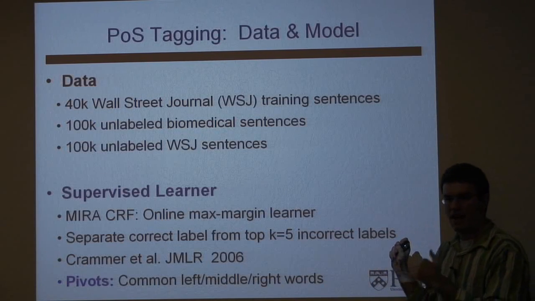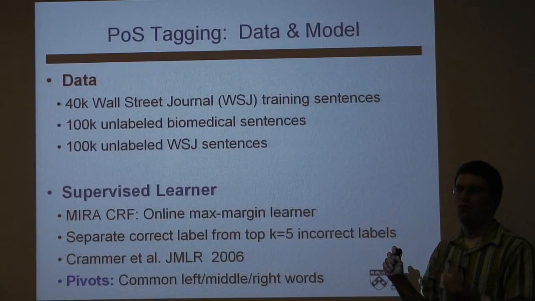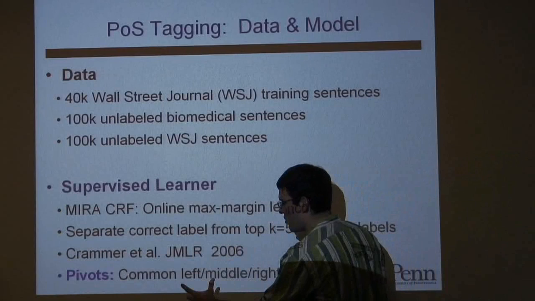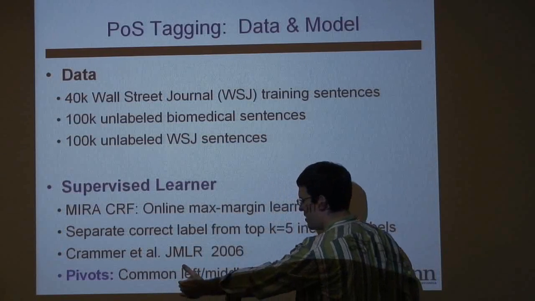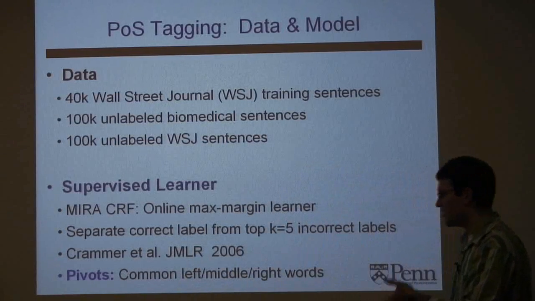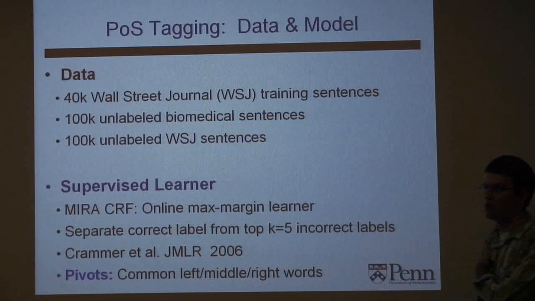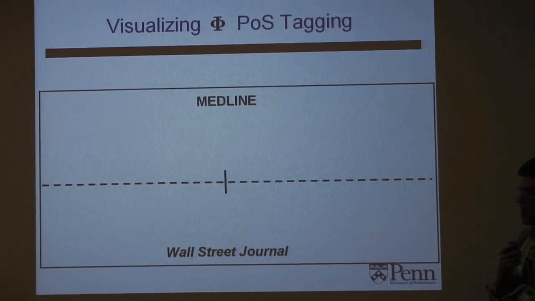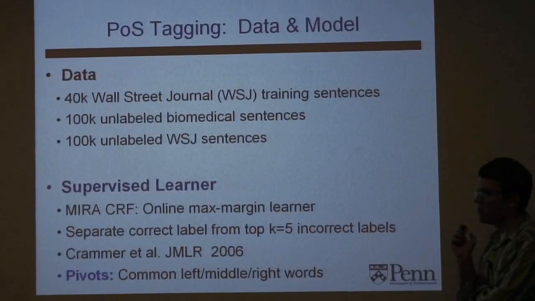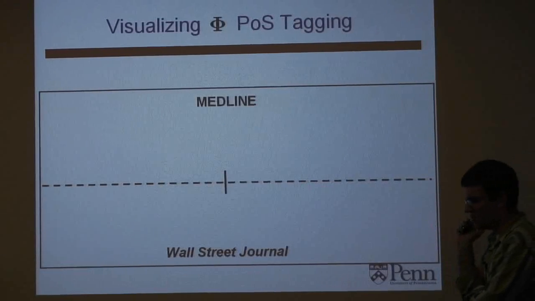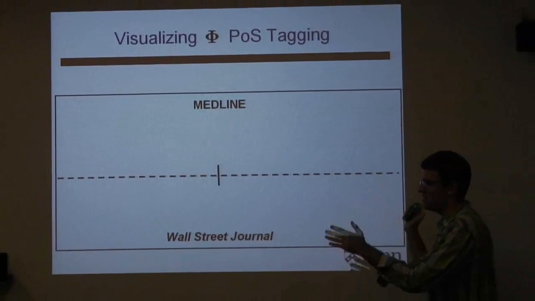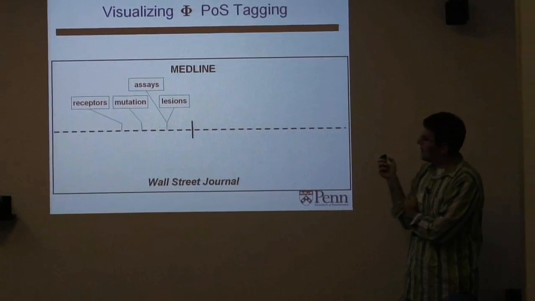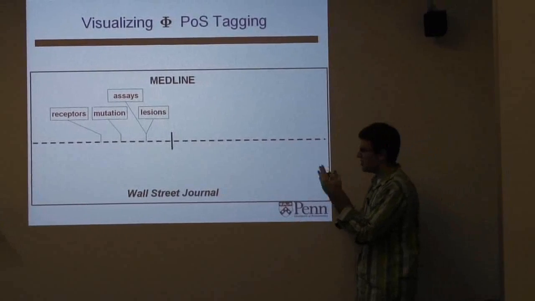And so the other thing that I want to specify here is what we choose for pivots, right? So I'm going to focus on the word-by-word representation. If you look at a 3-word window, what we're going to use for pivots are common left, middle, and right words across domains. Okay. We also have results with mutual information, but I'm not going to show them here. It does slightly better when you use mutual information.